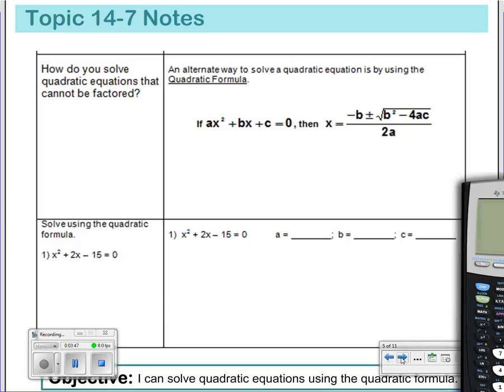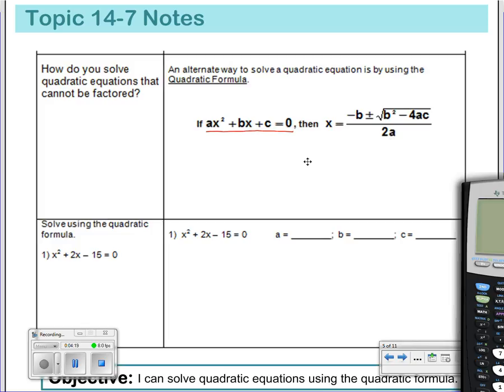So notice it says if you are given your quadratic equation in standard form that it's equal to 0, same thing that we've been doing in the past. So if you have it equal to 0 and you cannot factor it, then we can use this formula. It says your x can be equal to, this is negative b. I like to think it's the opposite of whatever b was, plus or minus the square root of b squared minus 4ac, all over 2a.